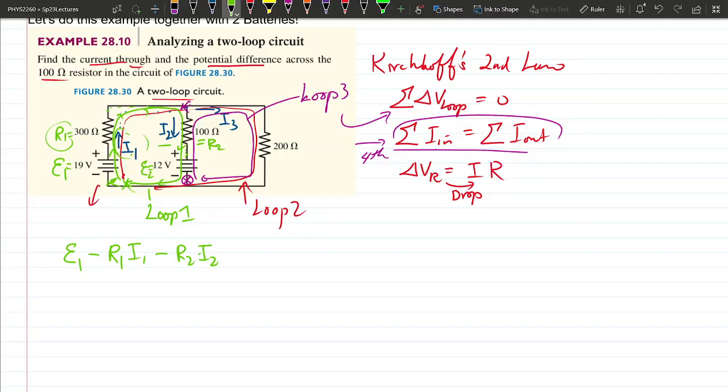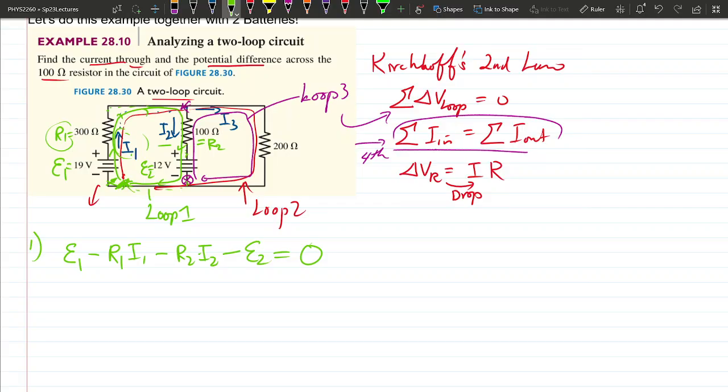So let's call that EMF2. I'm going to lose EMF2 amount of voltage. And now at this point, I'm going to turn right and end up at the same point. When I end up at the same point, I can say that's equal to 0. This is equation number 1.